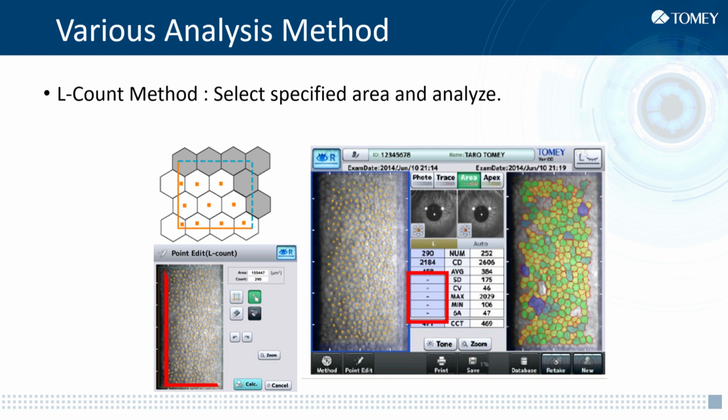The third method is L-count, with which we can analyze only the cells in a specified area. This method is good for patients whose cell images cannot be obtained in some area and for whom we want to perform analysis avoiding such an area. With the L-count method of analysis, some cell size and shape related information will be blank.